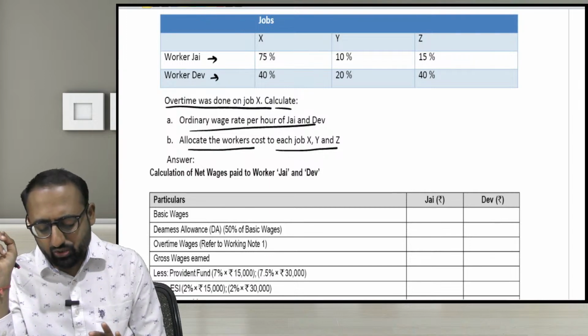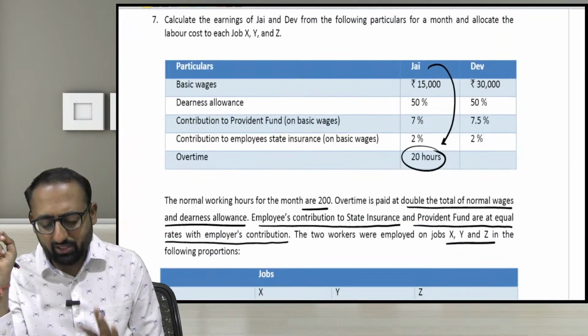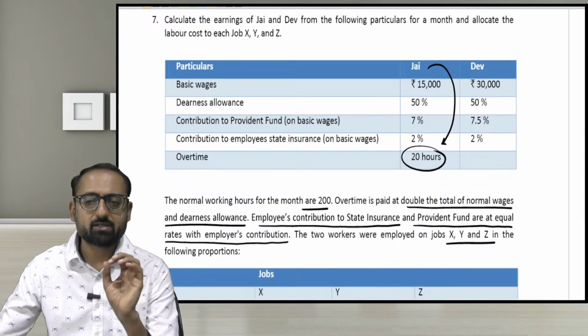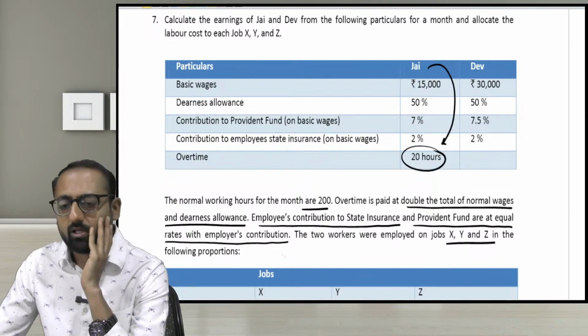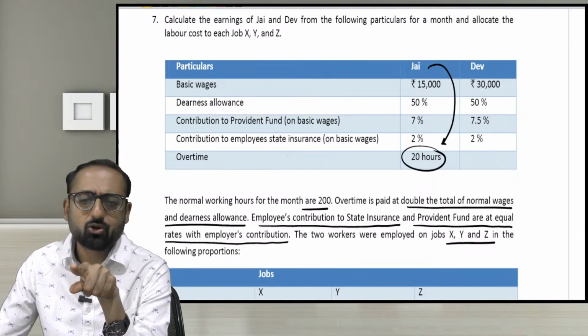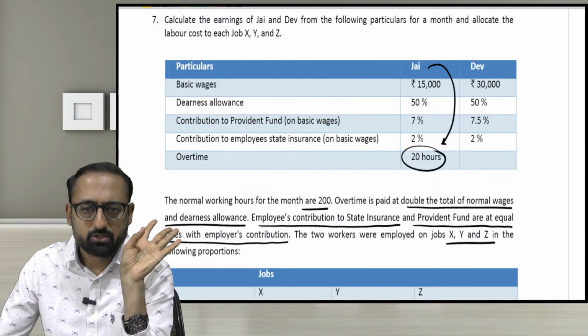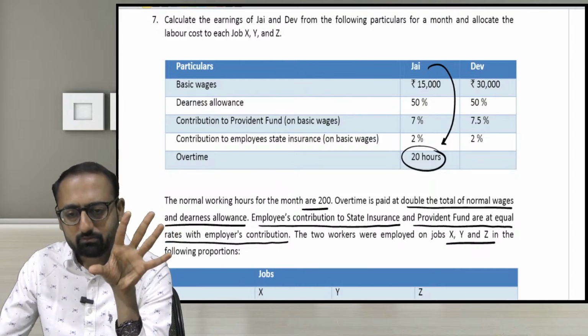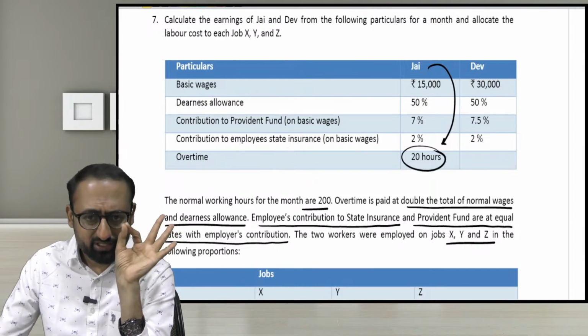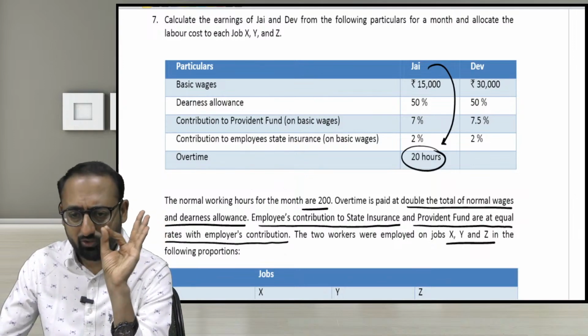So I'll request you to read the question yourself again. Everybody please read the question. Then I'll explain what do you mean by employer's contribution and what do you mean by employee's contribution. Okay? And what is the treatment, I will explain. So first of all, read the question yourself calmly.